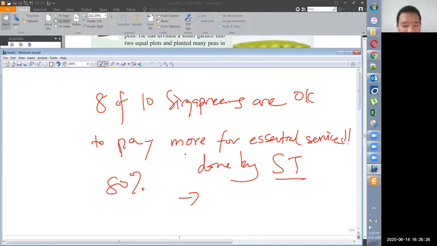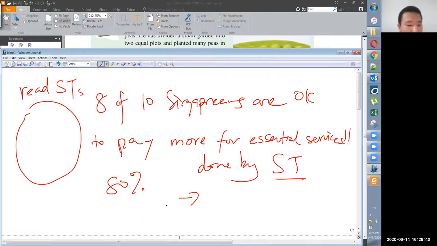People that buy the paper. So the first thing is the group that must read Straits Times. And not only do they have to read Straits Times, they have to read and accept. So reading is a larger group, and then those who read and accept to take the survey or accept to be interviewed.